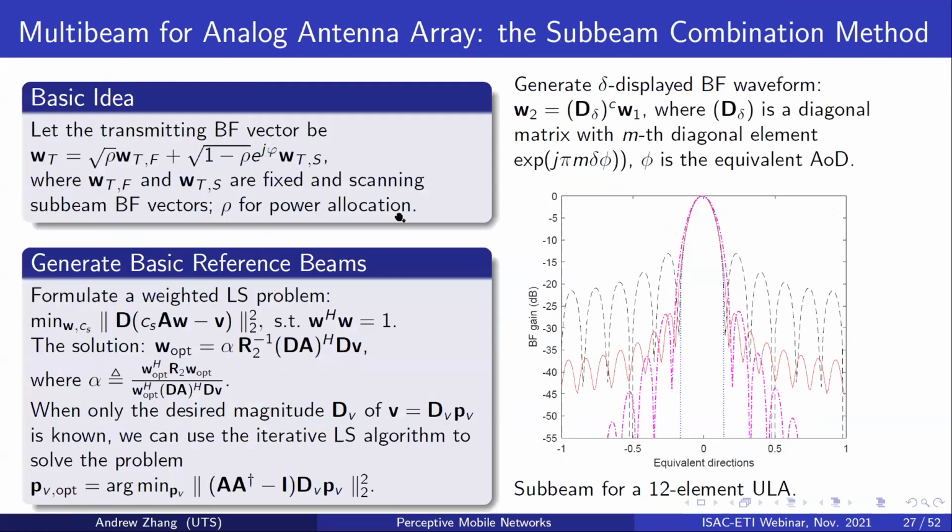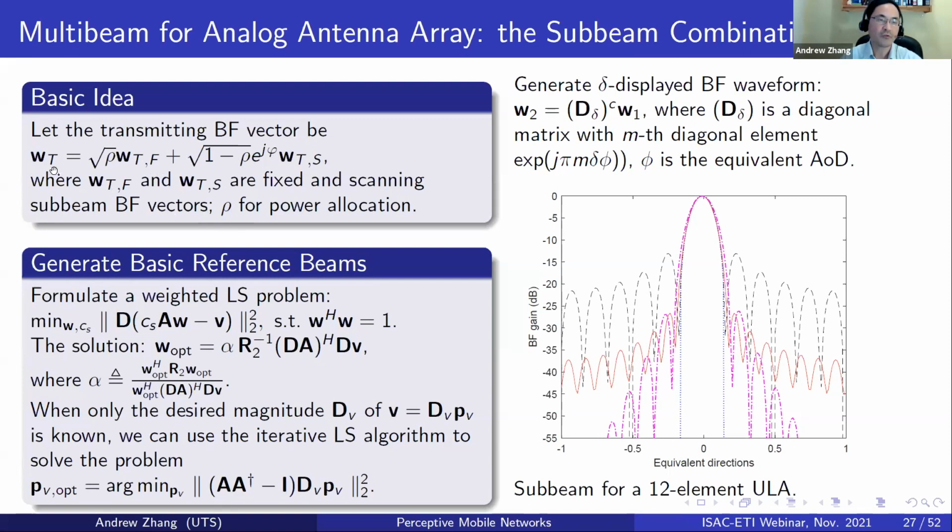To achieve this, we formulated a combined sub-precoder form, because we only have an analog array here, right? So we have the beamforming vector instead of a precoding matrix here. Here we have omega TF for the communication function and TS for the sensing function. We combine them using the parameters rho and phi. So rho controls how the power is distributed and phi determines how the phase of these two are combined.